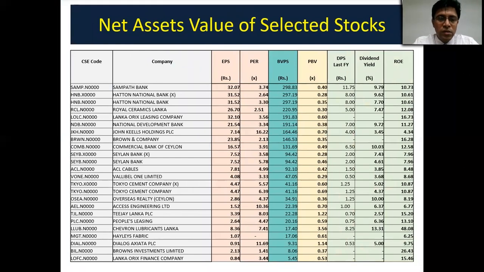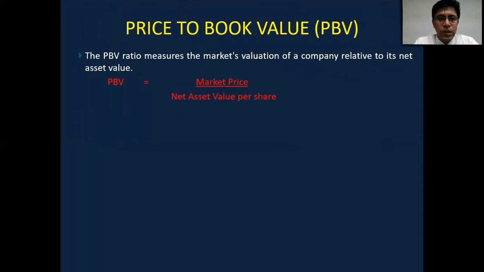This table shows the NAVs of companies from highest to lowest. However, when it comes to buying the share, that will depend on how much an investor will have to pay for it in relation to its net asset value. That is why we calculate the price to book value. It measures the market valuation of a company relative to its net asset value. The formula is to divide the market price of a share by its net asset value per share.